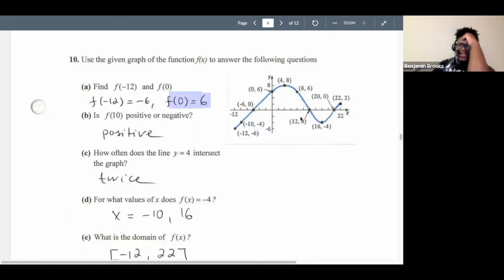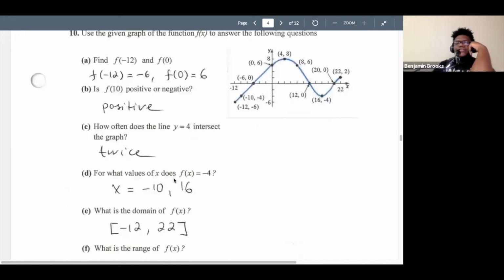Is f of 10 positive or negative? Well, let's look at 10. If you have f of 10, which it's got to be about right here, right? Because if this is 8 and this is 12, then obviously it's got to be between those two. So 10 is probably about right here. And we can see that this value would be above the x-axis and therefore positive. How often does it cross the line y equals 4? We can think about it like this. You could draw a line right here where y is equal to 4. It's a horizontal line. You would hit it 2 times and therefore twice.